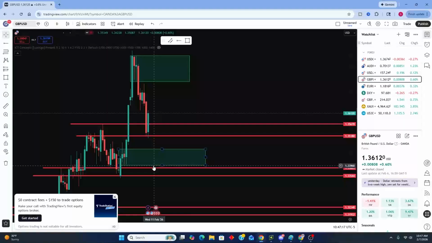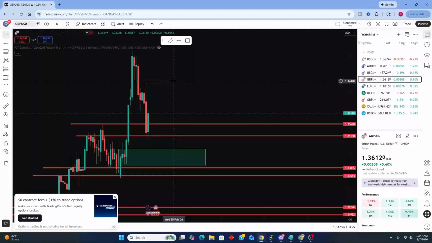I don't just trade zones anywhere. I want demand in pullbacks during an uptrend and supply in a pullback during a downtrend. That's what I was talking about earlier. When you push up, you want demand in a pullback, and supply when you're in a downtrend. We're in an uptrend right now, so we only want demand zones.